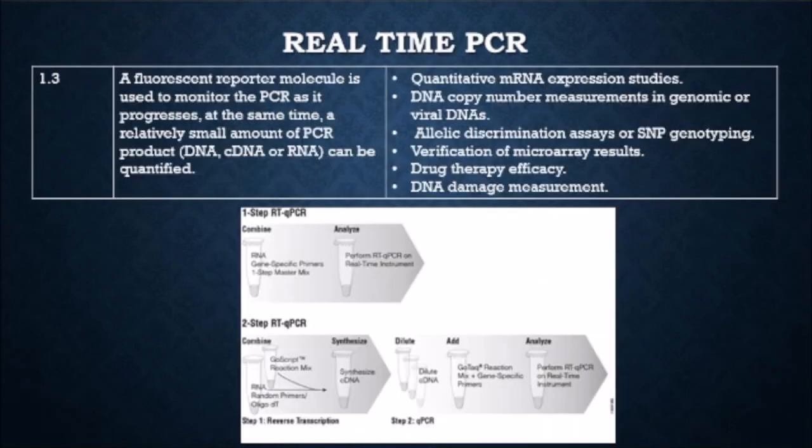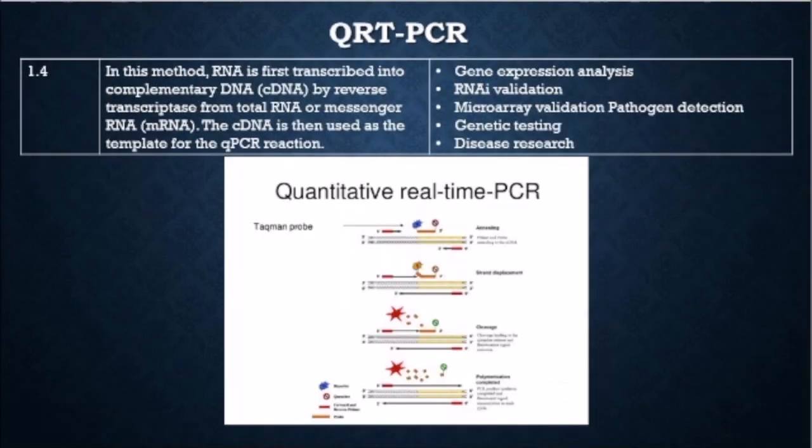Real-time PCR. A fluorescent reporter molecule is used to monitor the PCR as it progresses, and at the same time, a relatively small amount of PCR product, DNA, cDNA, or RNA, can be quantified. It's useful for quantitative mRNA expression studies, DNA copy number measurements in genomic or viral DNAs, allelic discrimination assays or SNP genotyping, verification of microarray results, drug therapy efficacy, and DNA damage measurement.